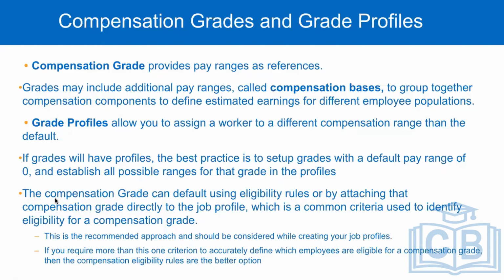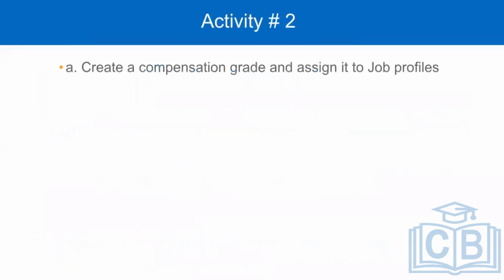Coming back to the last point, the compensation grade can default using eligibility rules. We'll circle back on this once we create more compensation elements, basically more of compensation structure. Activity 2: create a compensation grade and assign it to a job profile. Let's do that. We'll create the first half. We'll create the grade. Assigning it will be a different assignment altogether.